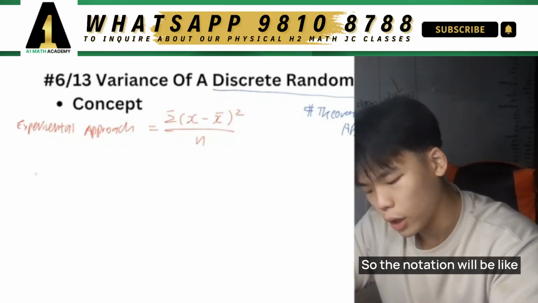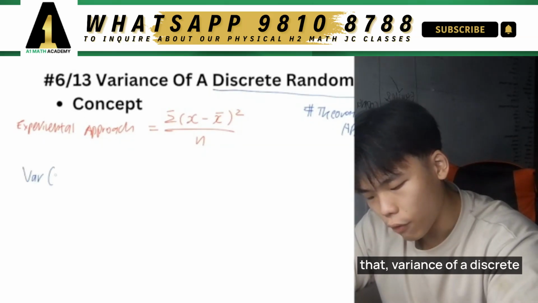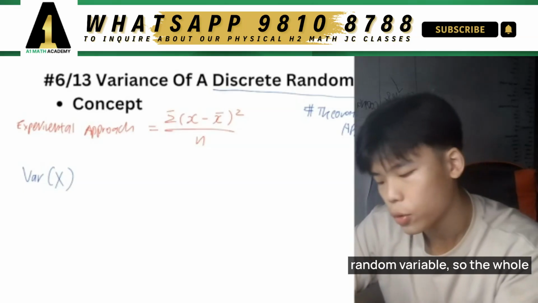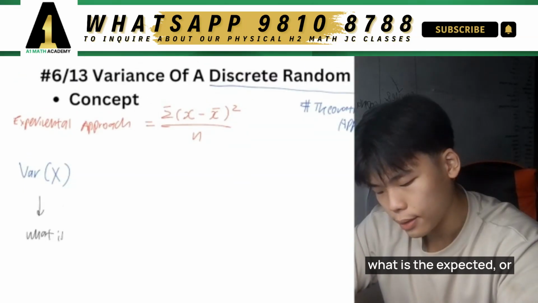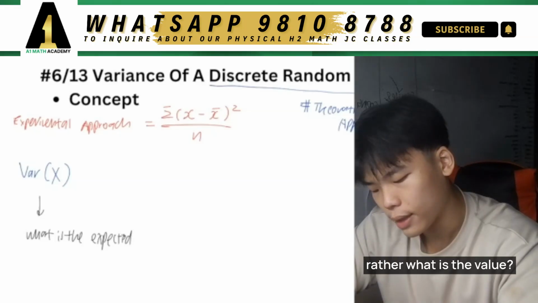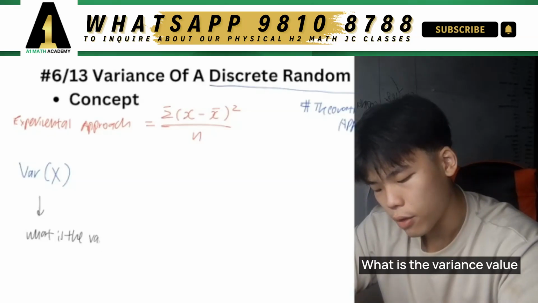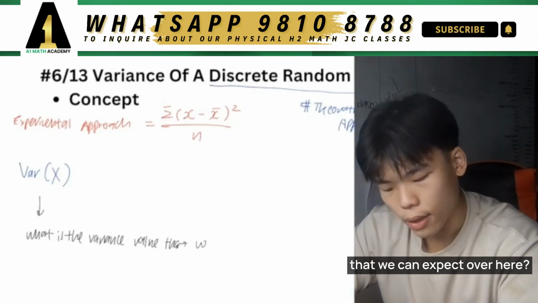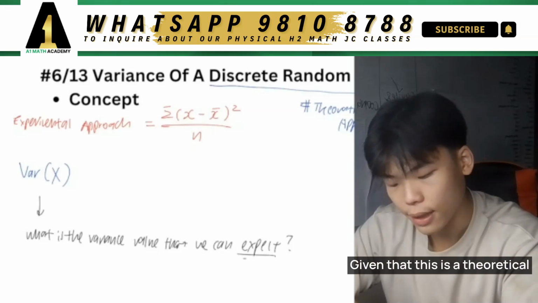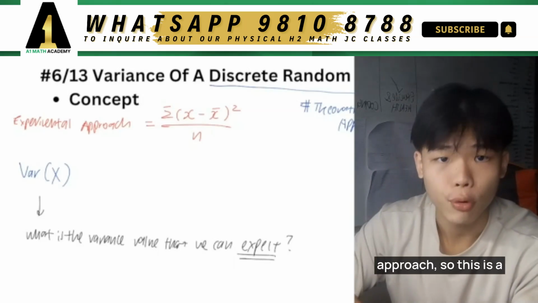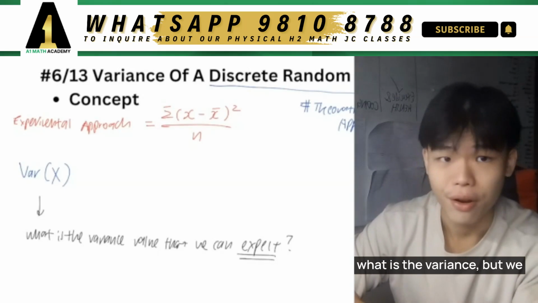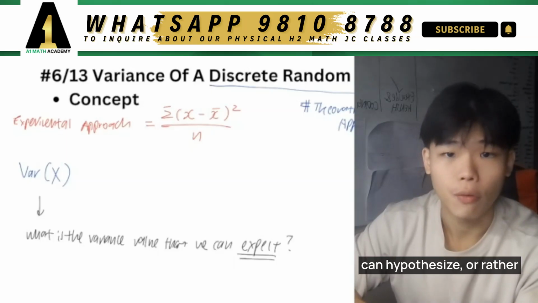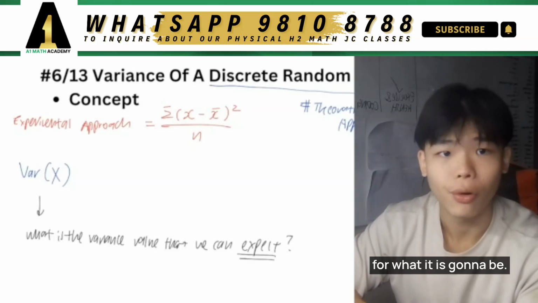So the notation would be like that: variance of a discrete random variable. The whole idea behind it is trying to figure out what is the expected, or rather what is the variance value that we can expect over here, right? Given that this is a theoretical approach. So this is a theoretical approach, that means we cannot say for sure what is the variance, but we can hypothesize, or rather we can put an expectation for what it is going to be.